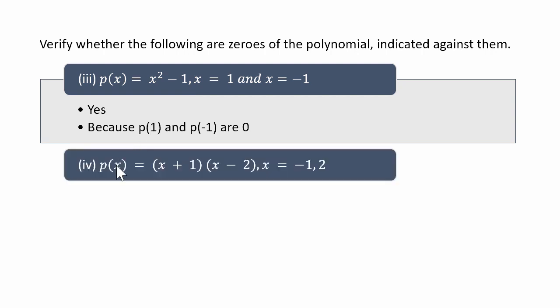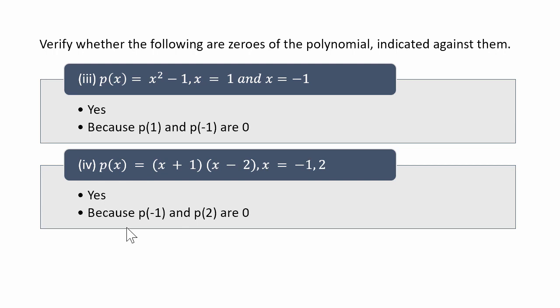Fourth question. P of x is x plus 1 multiplied by x minus 2. For the values minus 1 and 2, we need to check if they are zeros or not. The answer is yes, it is 0. Why? If you put minus 1 in this equation, this part becomes 0, and when you multiply 0 with anything, it is 0. And when you use x equals 2, this part becomes 0, which means anything multiplied with 0 is 0. In other words, for both these values, p of x is 0. Hence, it is true because p of x at minus 1 and 2 are 0.